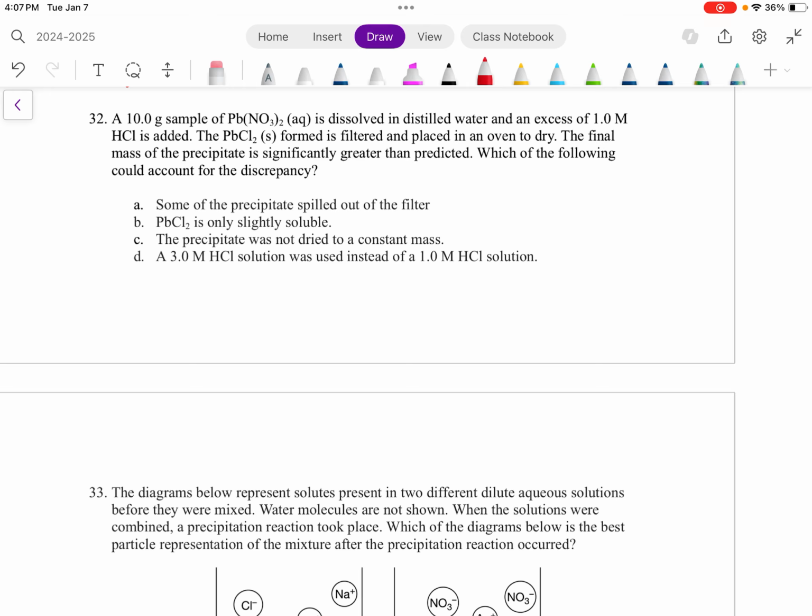A 10-gram sample of this is dissolved in water and an excess of HCl is added. Its precipitate is formed and placed in the oven to dry. Final mass is significantly greater than predicted, which could account for the discrepancy. So you're looking for an error that would account for an over 100% yield. Most common reason for that always is it's not dried. And they even gave you this here. It was placed in an oven to dry. Okay, so I would say the go-to default answer is that it's not dried or not dried to constant mass. So I think that's the best answer.